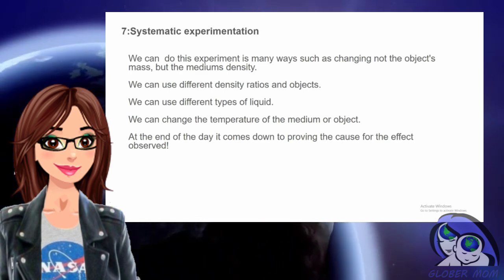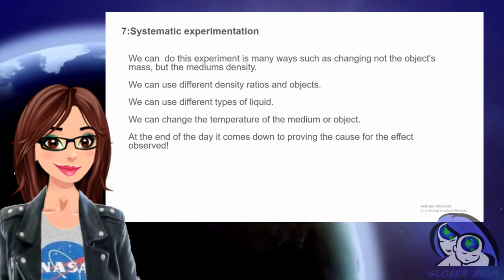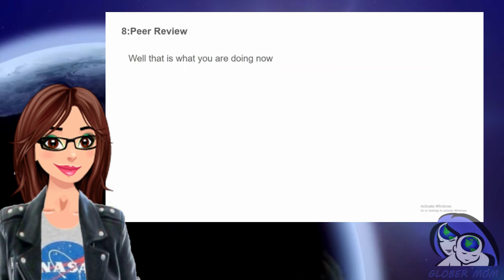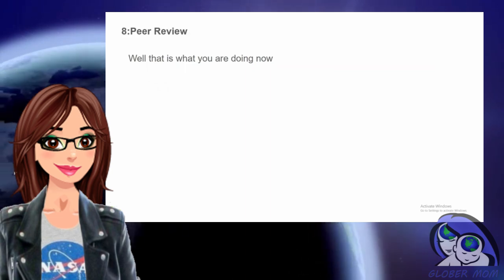At the end of the day, it comes down to proving the cause for the effect observed. Yes, I said it. Prove. You either prove it caused it, or you disprove it caused it. You either prove your hypothesis, or you disprove your hypothesis, which would either prove or validate the null. You can't have it both ways. We move on to 8, which you guys are doing right now, peer review. Well, that's it, what you are doing now, exactly, like I said.